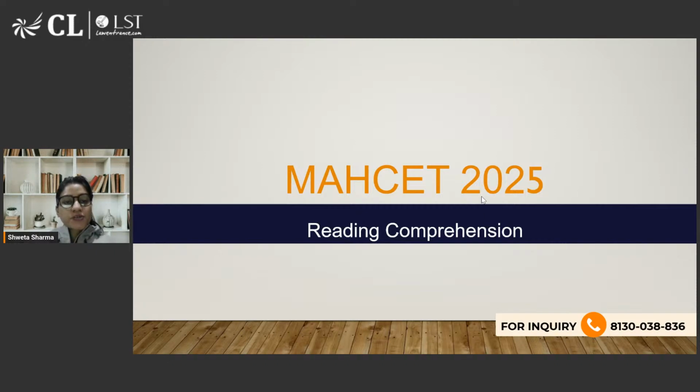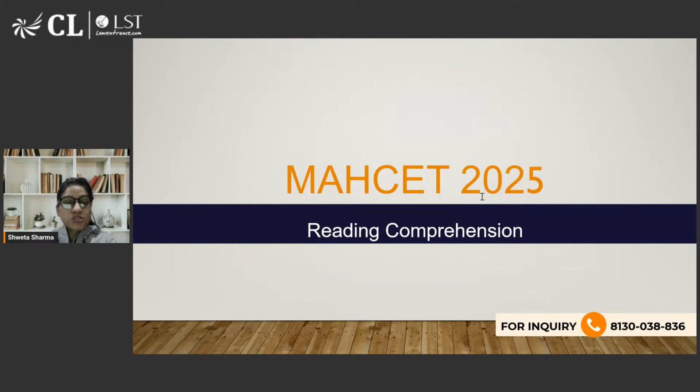So, another important session on humanities reading comprehension for MAH CET. If you are preparing for MAH CET, we do not have much time left, right? Soon we're going to start with MAH CET RC revision. But today, just to help you with the different categories of passages you can expect in your exam, we'll be going ahead with the humanities passage.